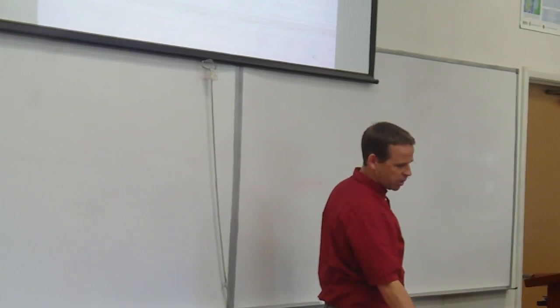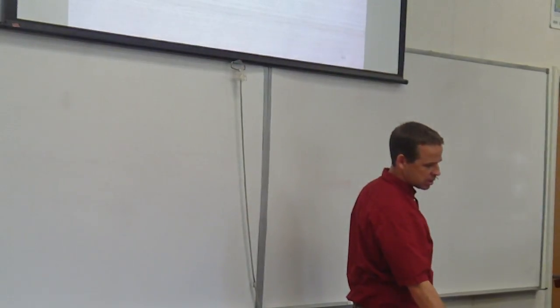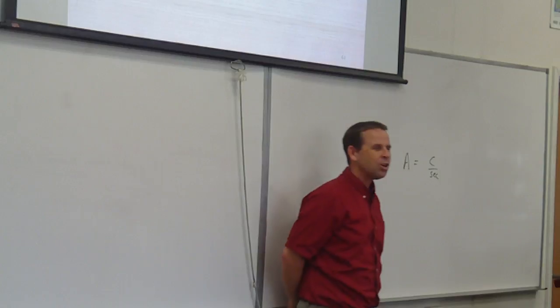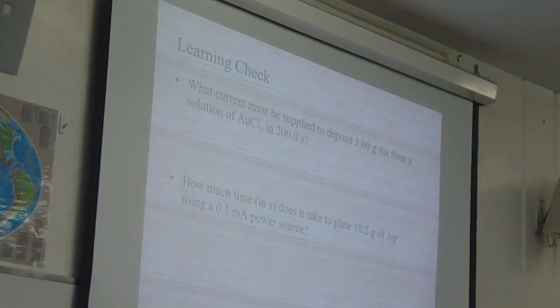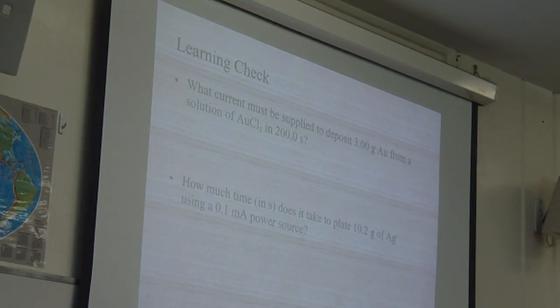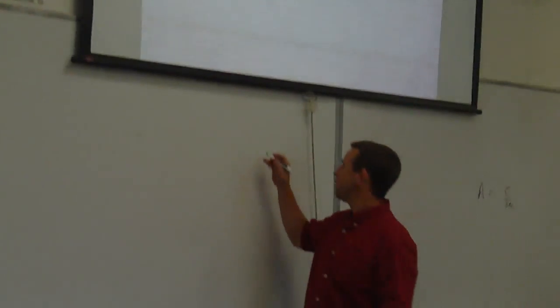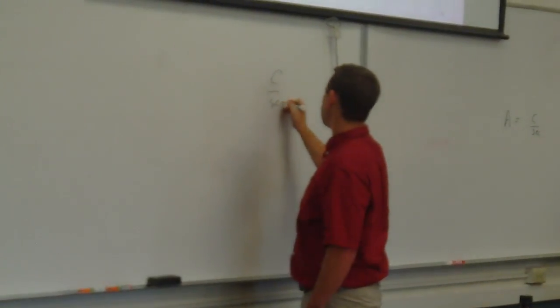And you can answer questions like this. What current must be supplied to deposit 3 grams of gold from a solution of gold chloride in 200 seconds? What current? What are our units for current, did we say? Coulombs per second. Very good.